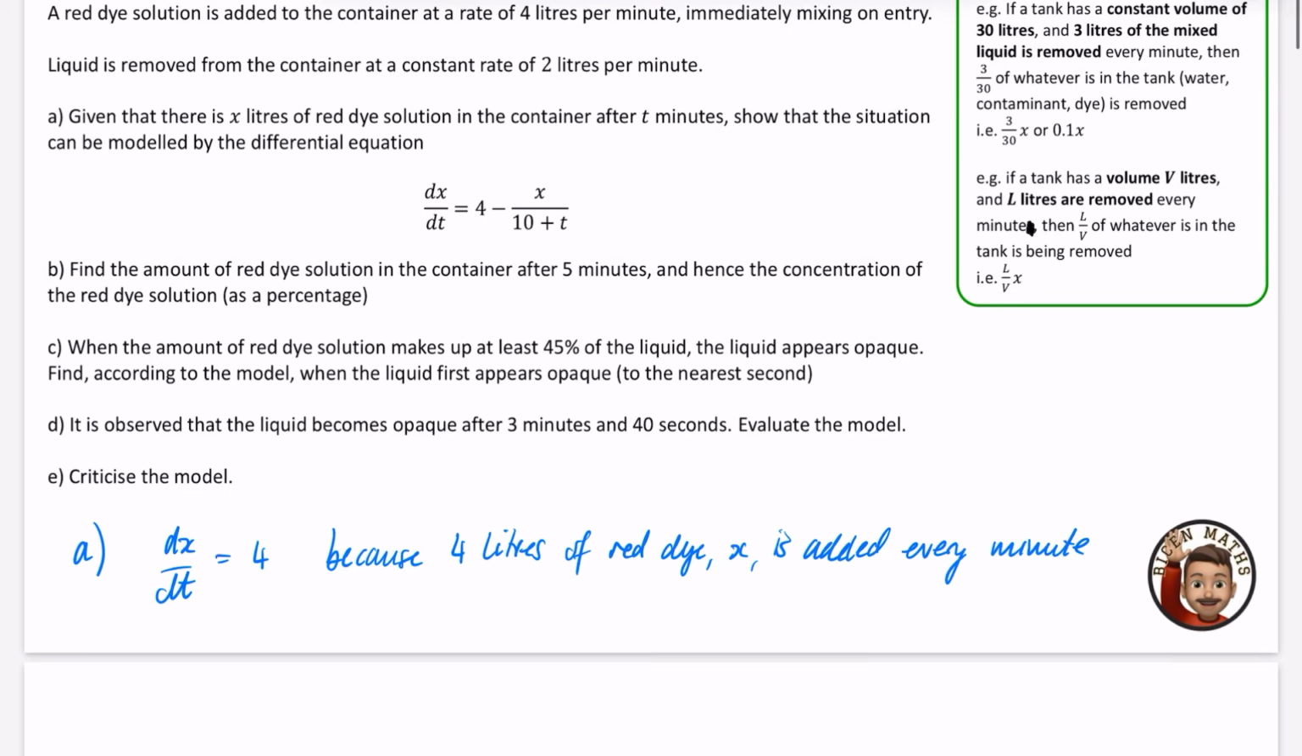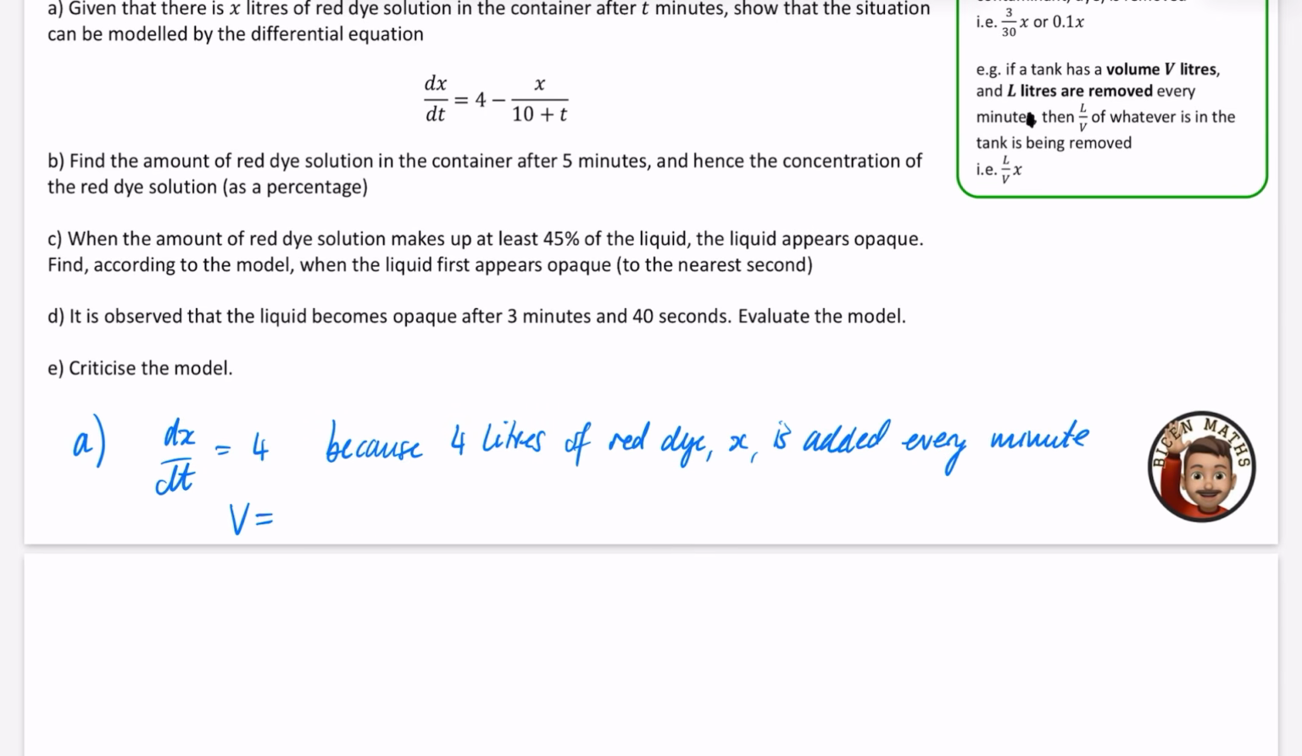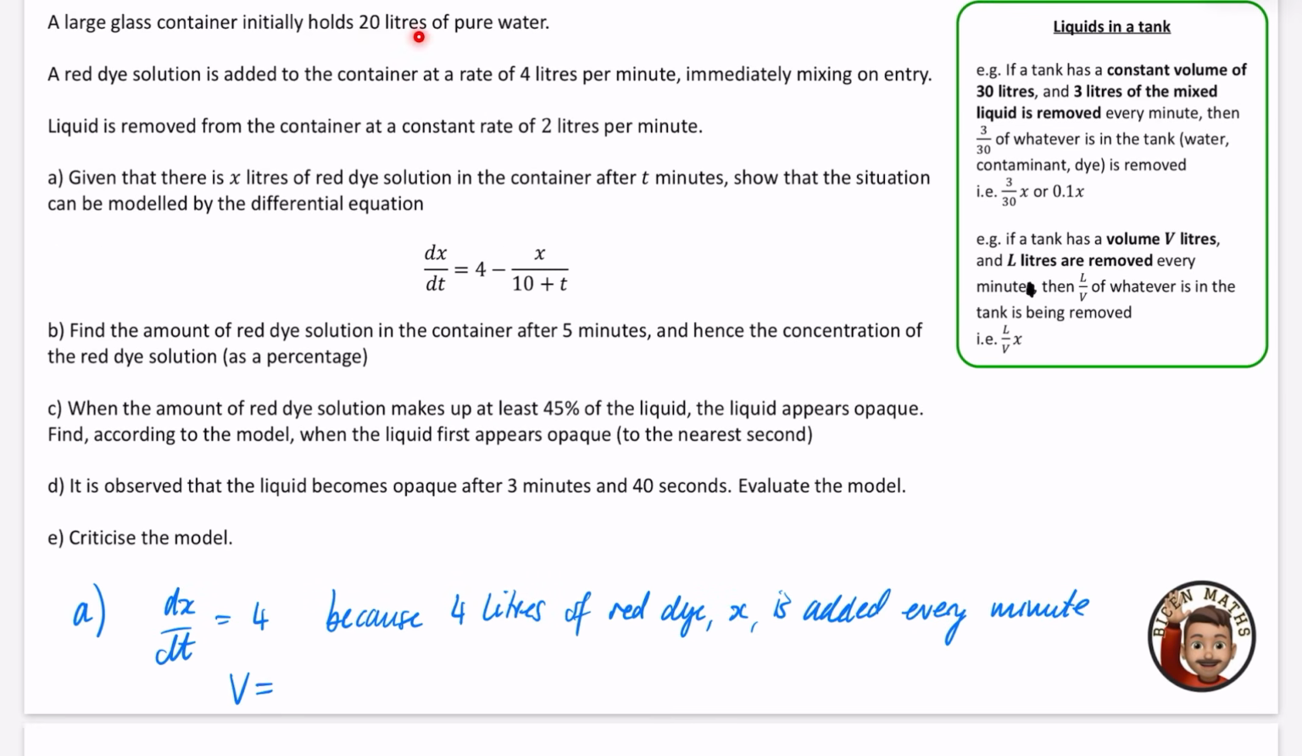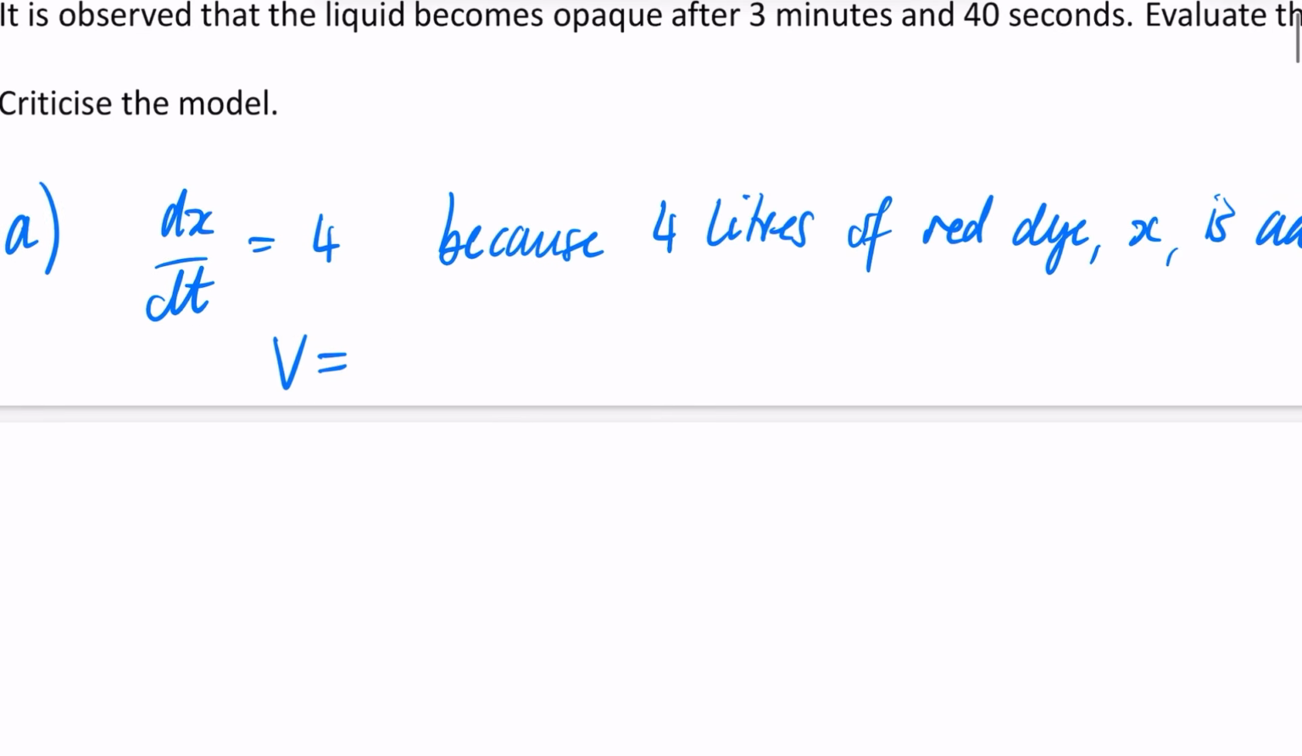Now for this question, the volume is actually not going to be a constant volume because there are 20 litres to begin with, 4 litres of liquid are being added every minute, and 2 litres are being removed every minute. So the volume at time t, it starts with 20. Every minute, 4 litres are being added, so that's 4 times the number of minutes, and 2 litres are being removed every minute. So this t part is because, depending on the number of minutes, there'll be a different volume. So the volume of this tank at time t is 20 plus 2t.